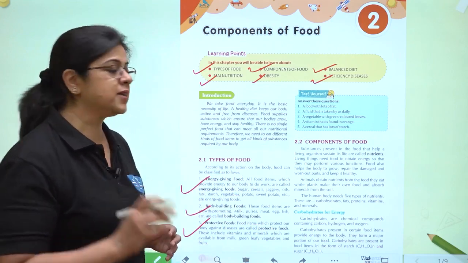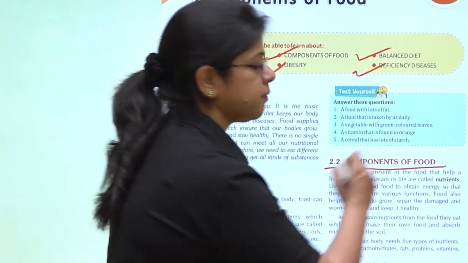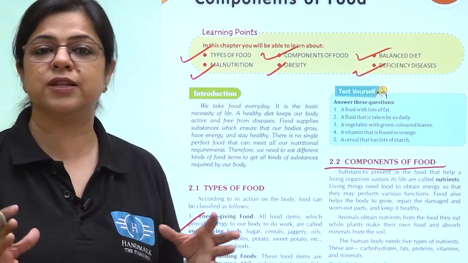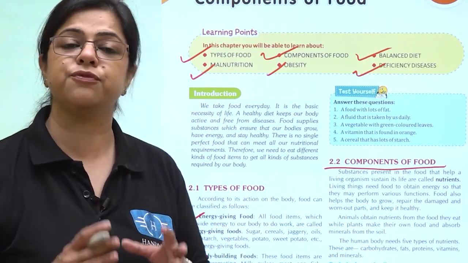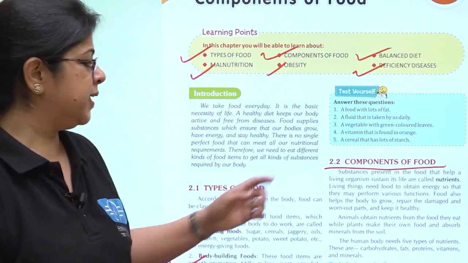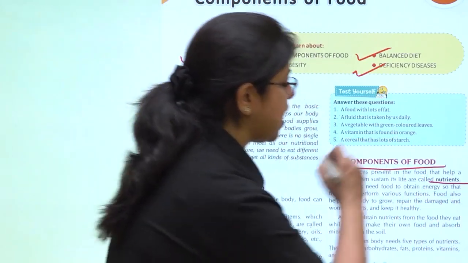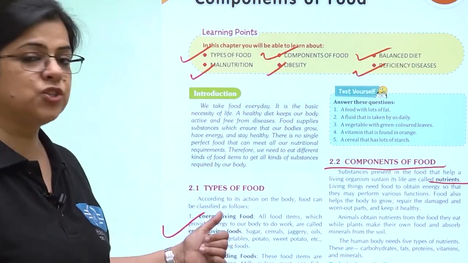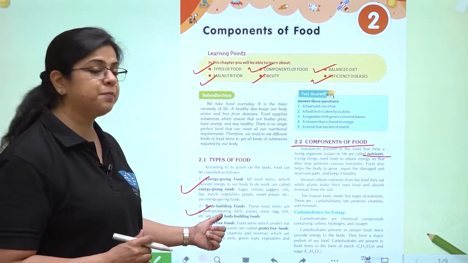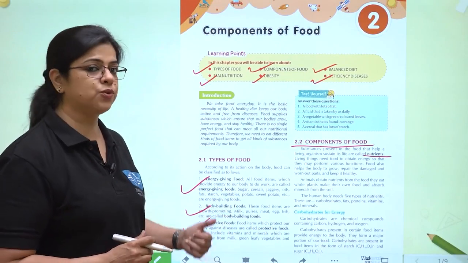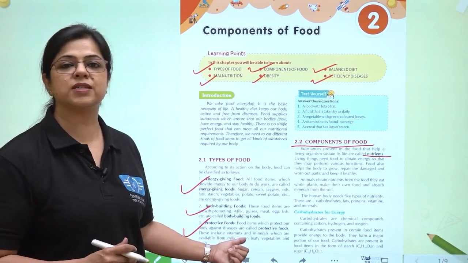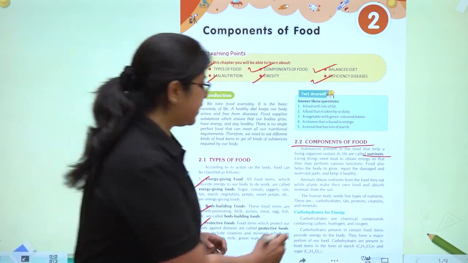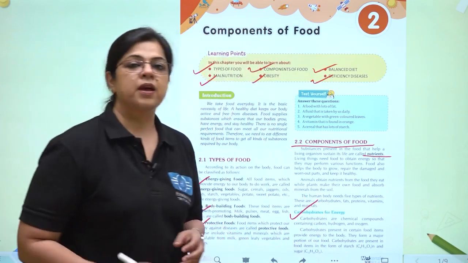Coming next to the various components of food. As I just told you, there are different substances present in the food that provide different kinds of nourishment to the body. These substances are known as nutrients. Some nutrients provide us energy, some help us in building our body, and some help us in protecting us from diseases. The first and the most important nutrient is carbohydrates.